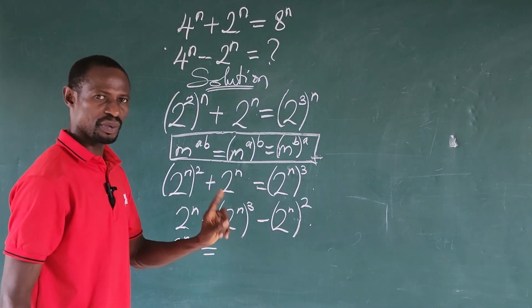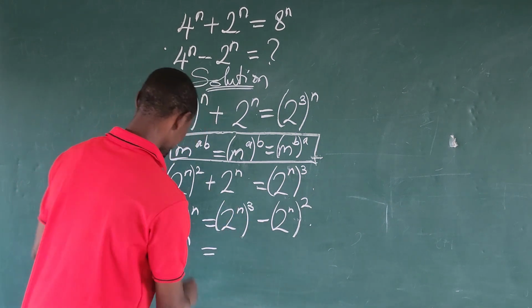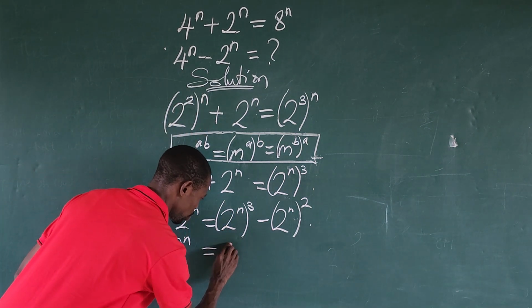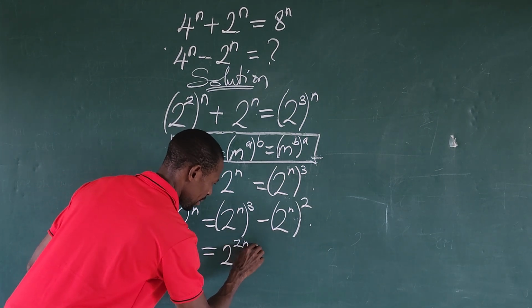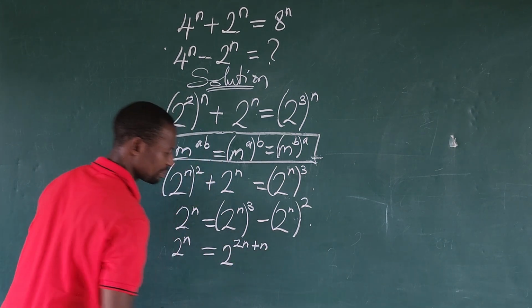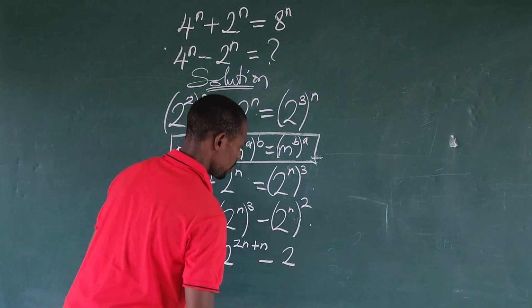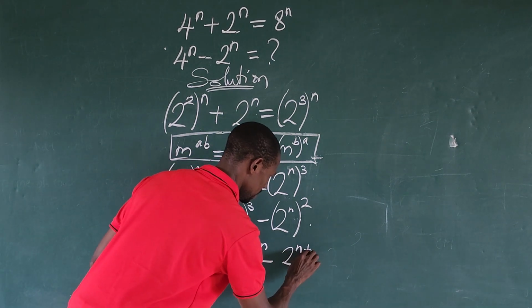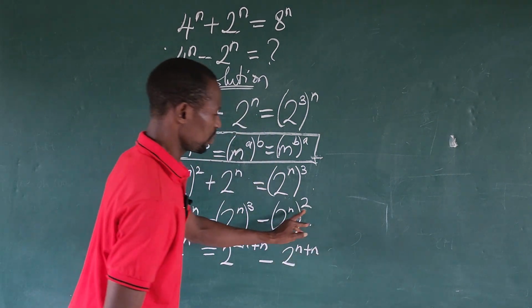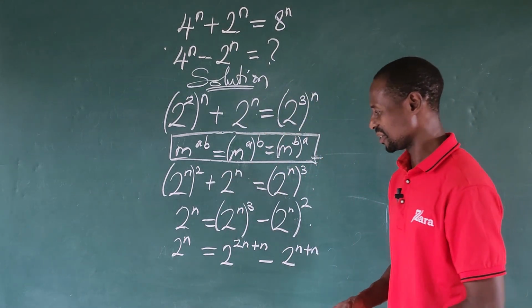And 3n could be written as 2n plus n. All right? So from here, this is going to give us 2 to the power of 2n plus n. Then minus 2, we do the same thing here. It's going to give us n plus n, because we're going to have 2n from here. All right. So how do we do?